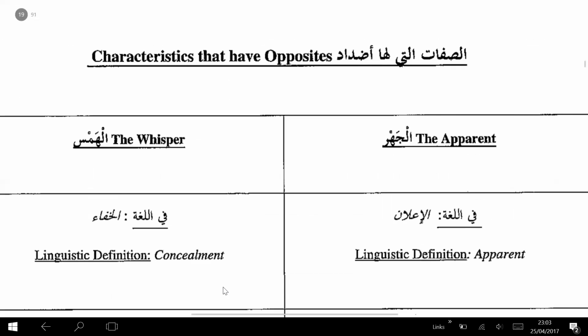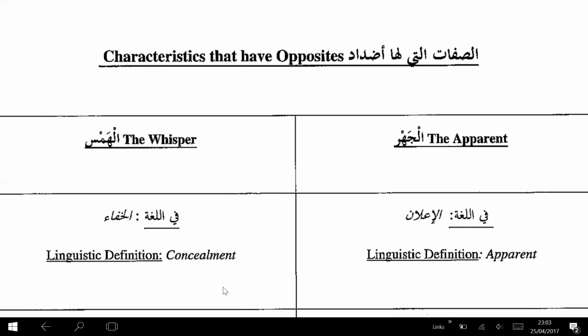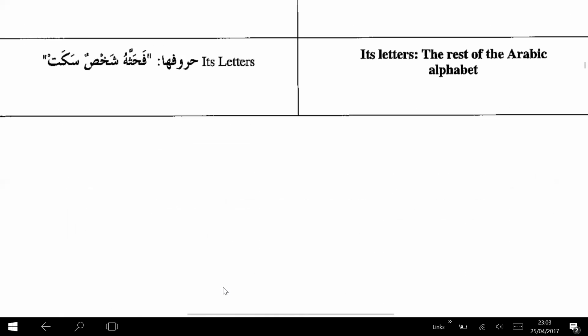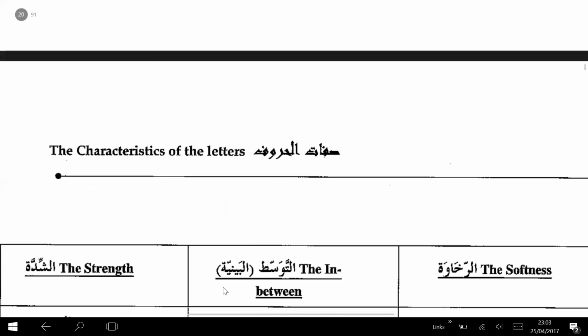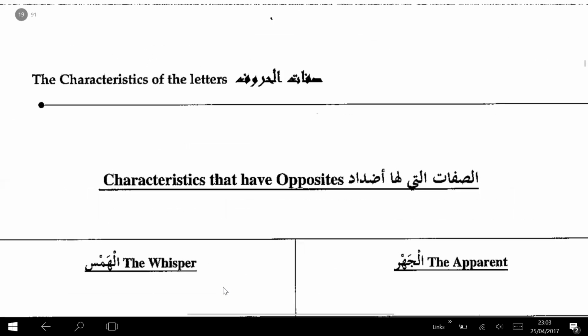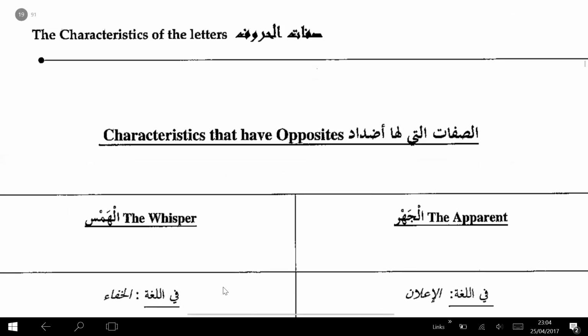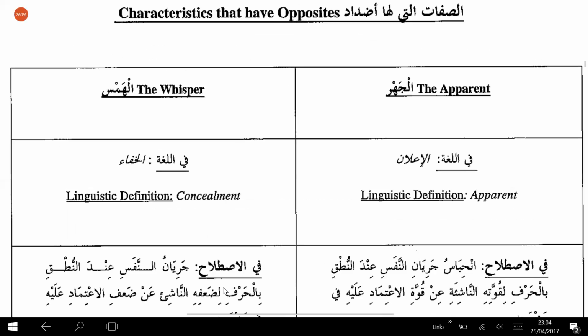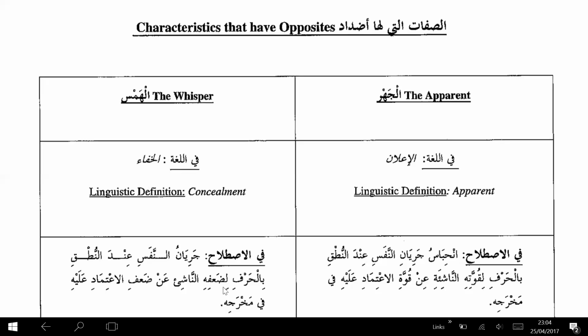So we will begin with characteristics that have opposites. We will cover the first one in today's class, and the second one onwards we'll do in the next class, because first what we'll do is memorize the chart, which is the chart of the characteristics. So we will give some time to that. So one is hams and jahr.